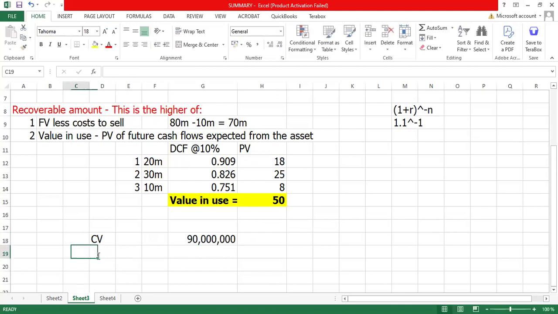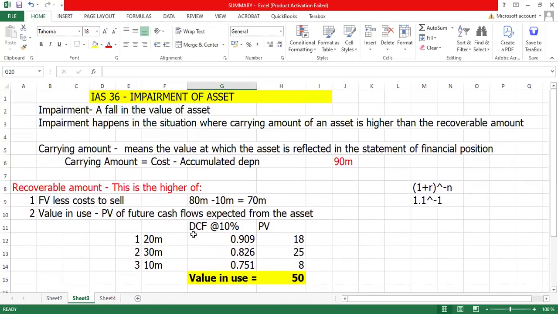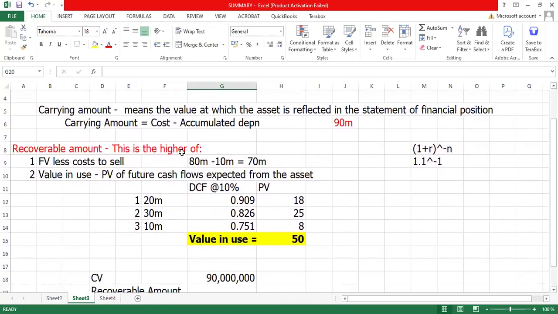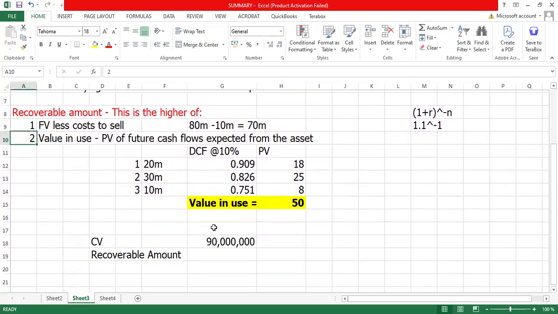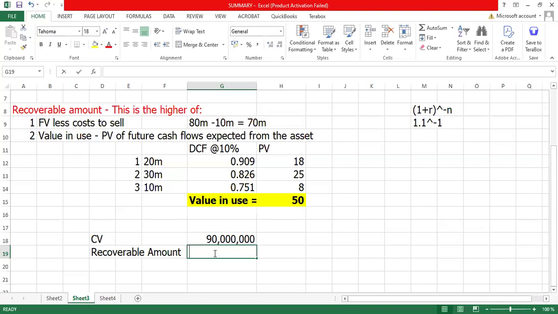Then what will be the recoverable amount from our working? 70. You compare the two and take the higher. So here you put 70 as your recoverable amount. So the question is, is your asset impaired or not?